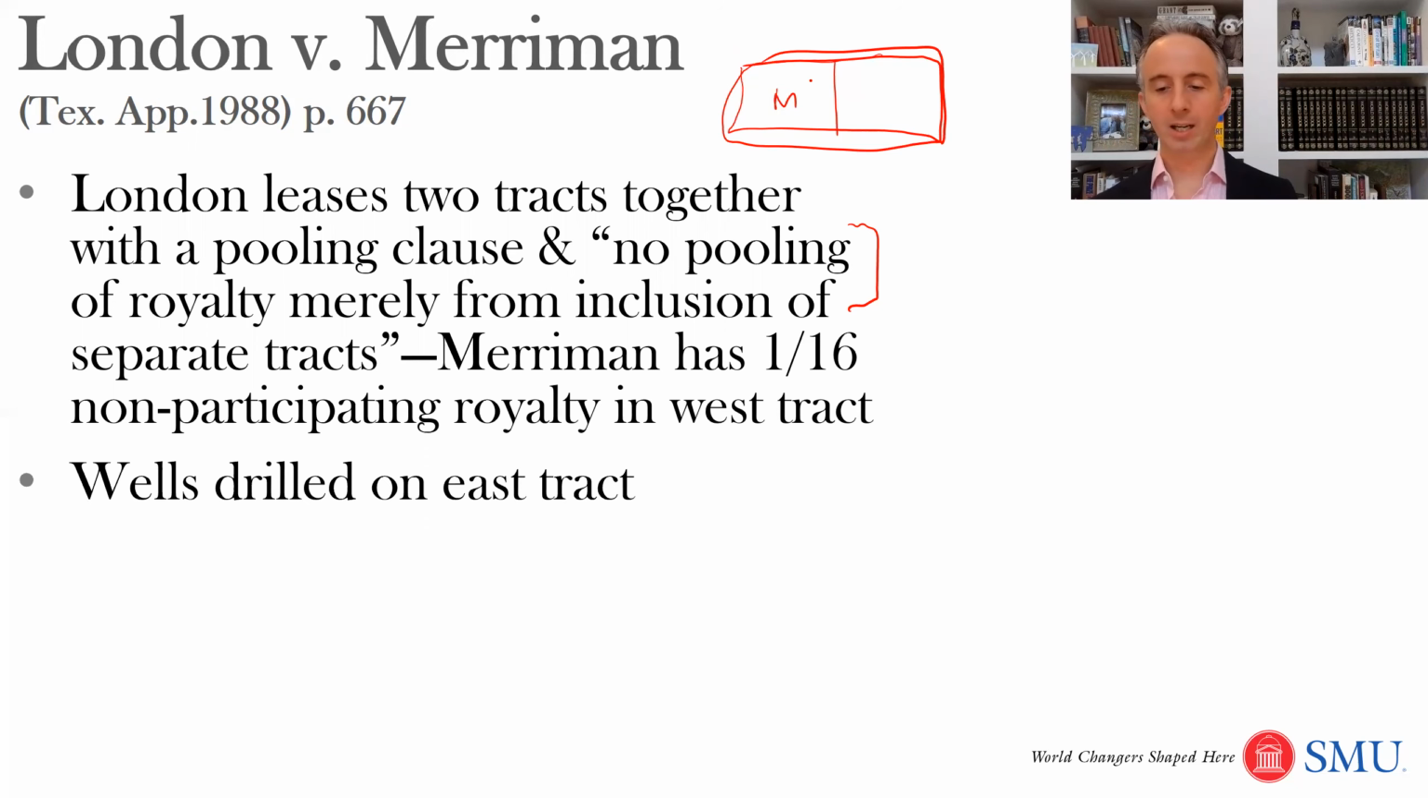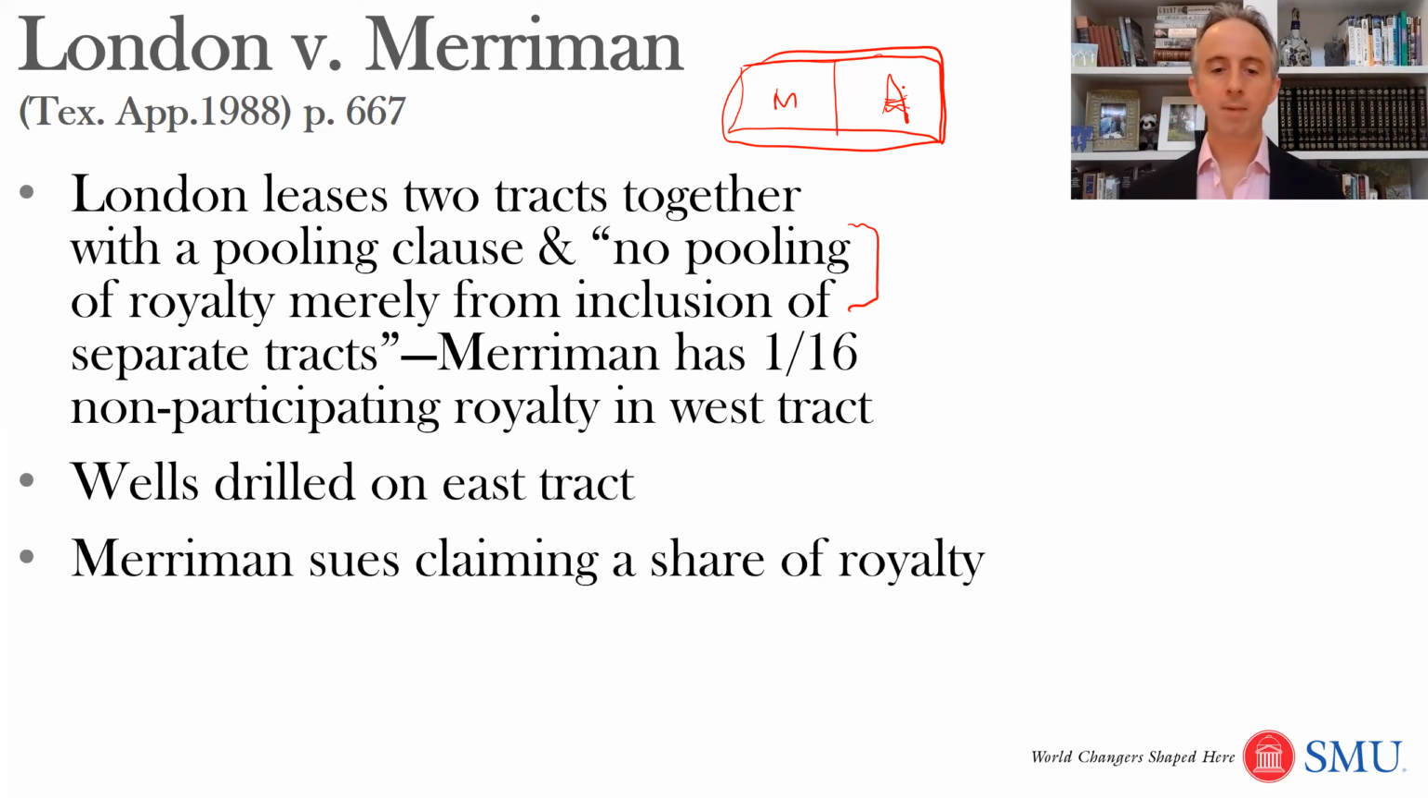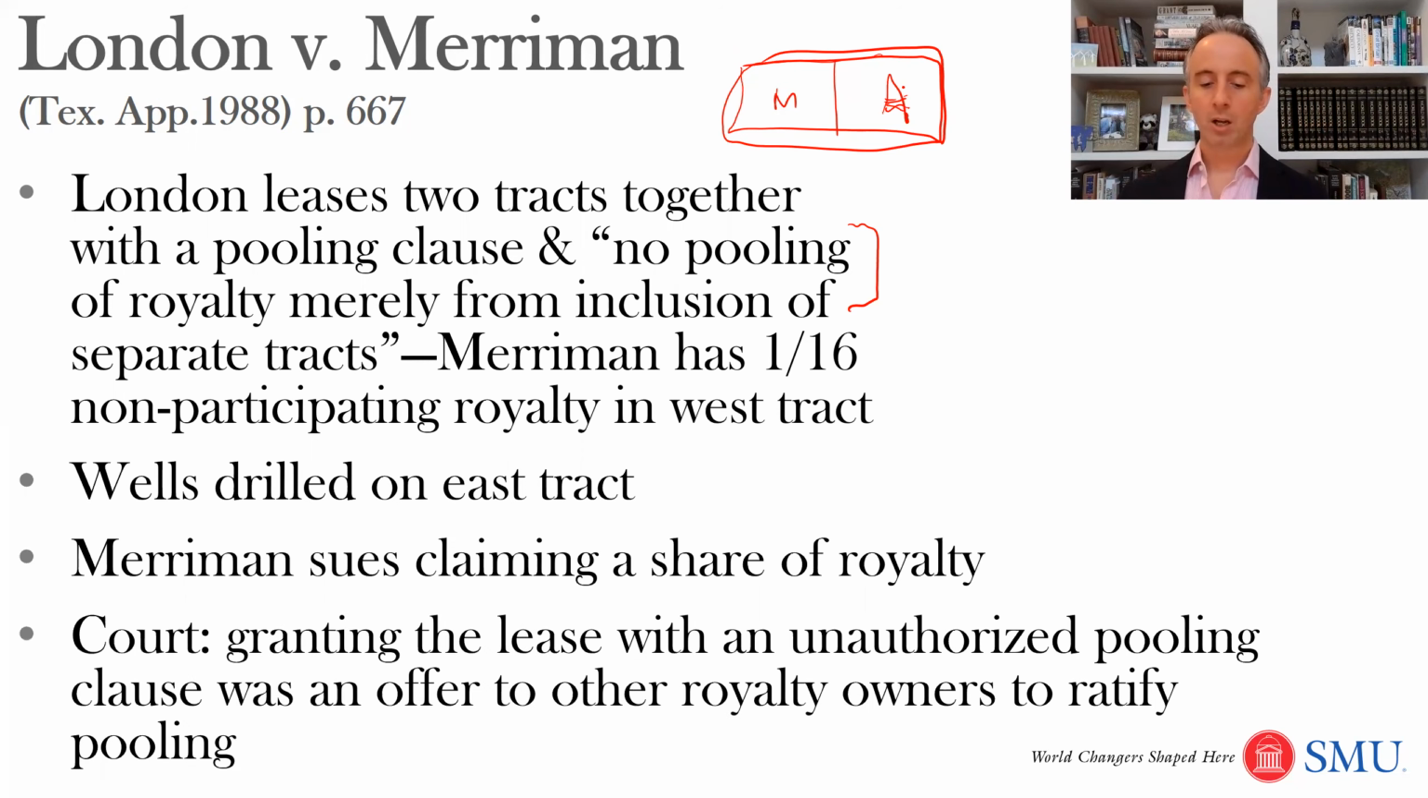What happened actually here is that there's drilling on the east tract. So there is drilling over here. Okay, it produces oil. And Merriman says, well, wait a second, you put me in this situation where you could have pooled to harm me if production was on the west tract. So if it's on the east tract, you have to let me get my share of that as well, because you put me in the situation where I could be pooled with this east tract and I want that share of royalty. The court says that's what should happen here.